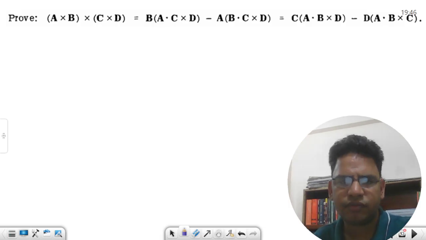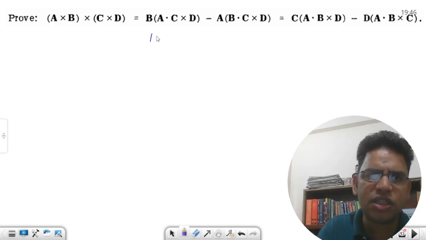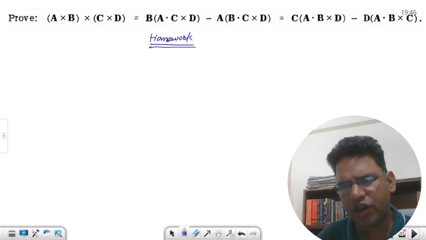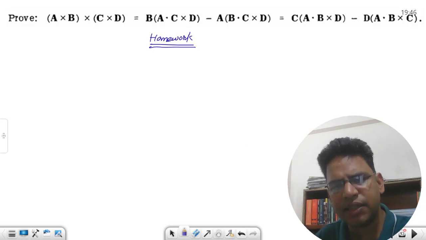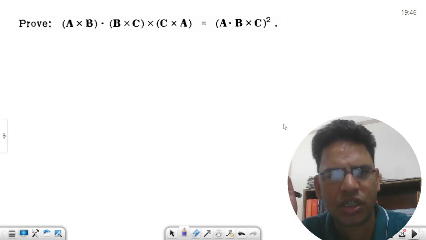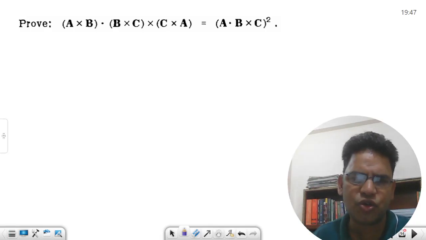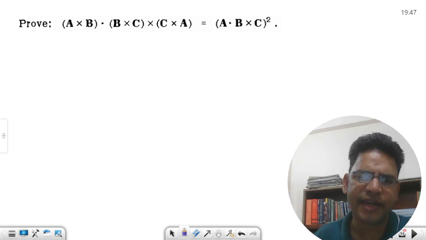Now prove this one, I think you can do it, okay. So what you have to do, this is a homework problem for you, you need to do some mathematical calculation on your own, this is how you are going to learn, okay. Sit back and then try to figure out how to solve this, okay. Again this is interesting problem, a cross b dot b cross c cross c cross a dot b cross c ka whole square, I think you should be able to find out if you can solve this problem, okay. This is again interesting problem.